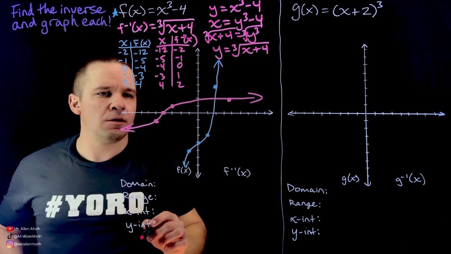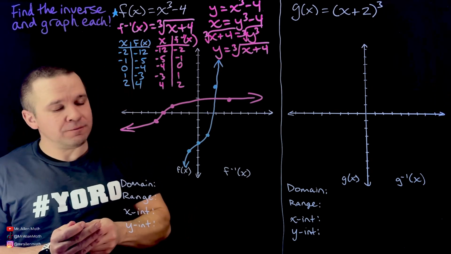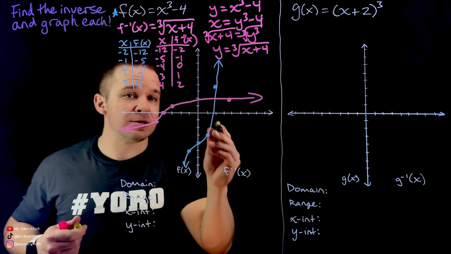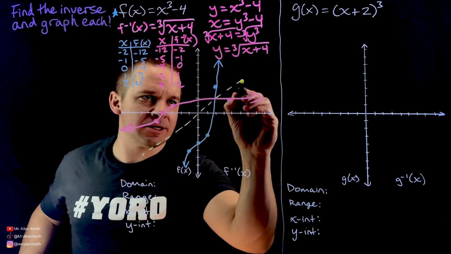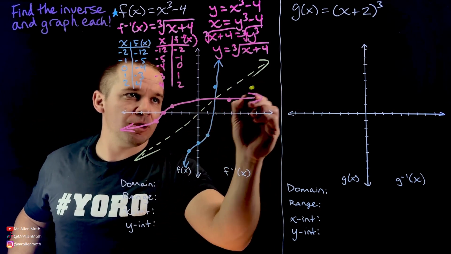Boom. All right. And once again, for those of you that have been watching some of these videos, I like to graph in yellow here my y equals x line, which will pass through where those two intersect.